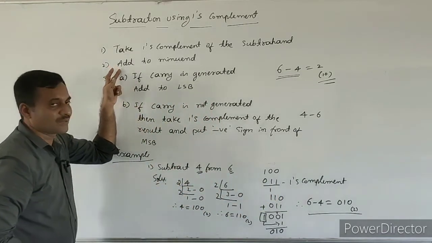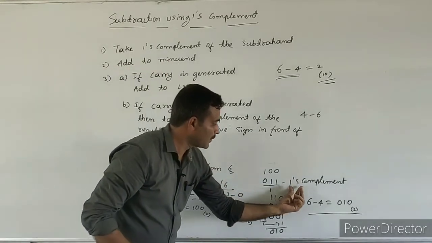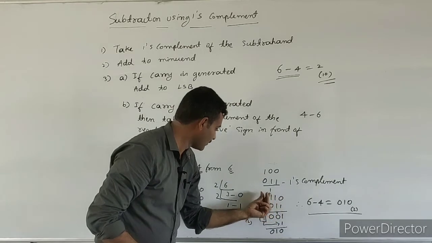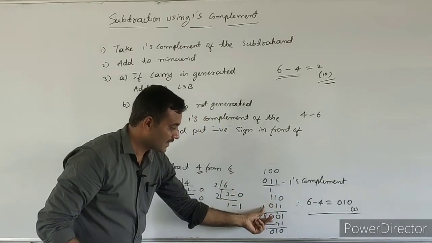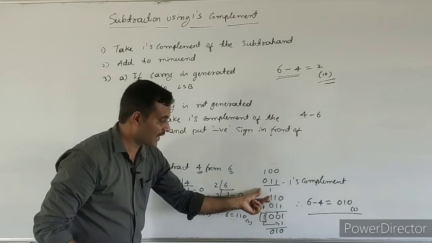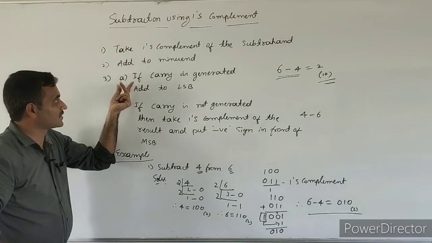The second step is to add to the minuend. This ones complement is added to the minuend value, which is 110. After adding, the carry is generated. Follow the first case, case A.